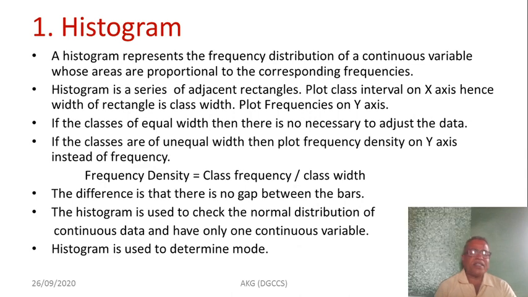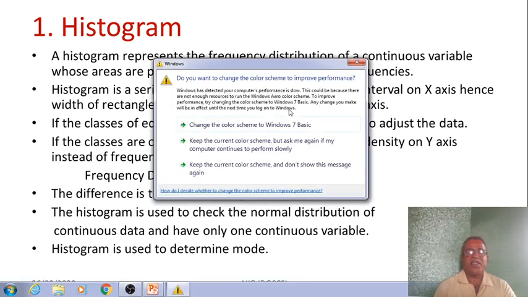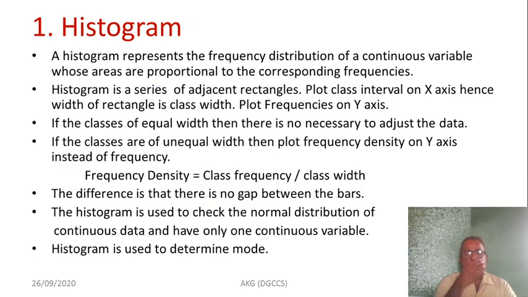Before finding the frequency distribution, we want to prepare a column of frequency density. The formula is: frequency density is equal to class frequency divided by class width. Class frequency divided by class width.